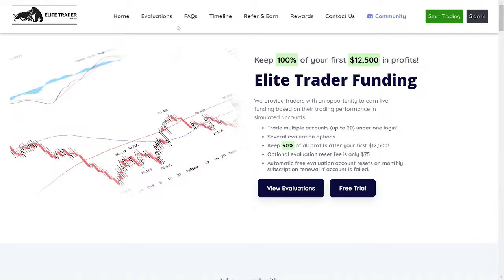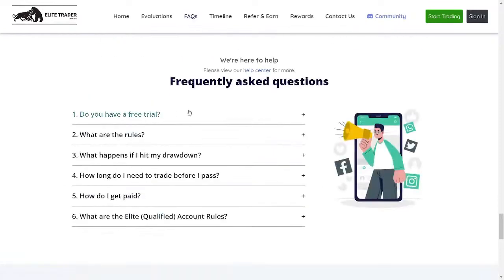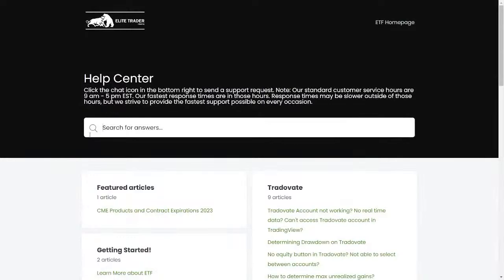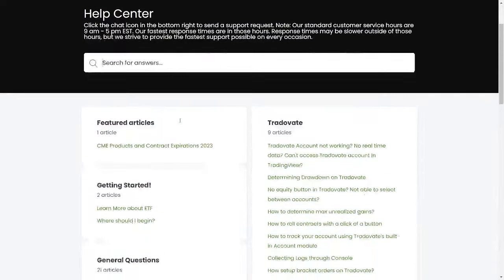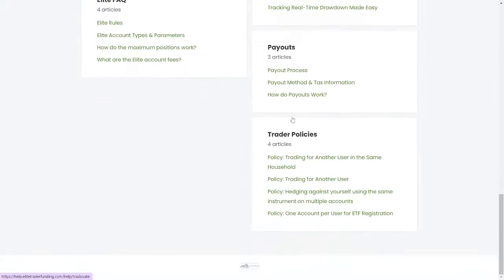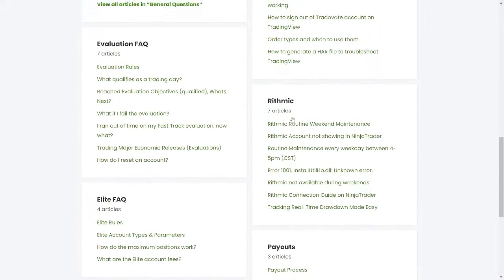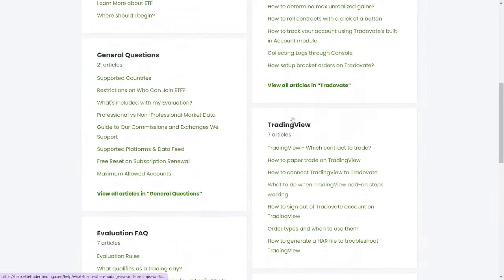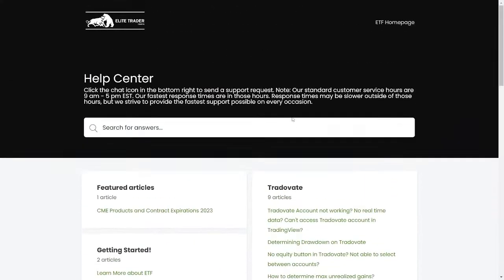Similar to Apex, you have the frequently asked questions up here. They also have a Discord community that you can access. Let's take a quick look at the frequently asked questions. Down here, it's pretty simple. They also have a help center. Here, similar to Apex, you can search for your answers. It's a pretty extensive collection of articles and videos explaining different policies and programs and, well, just your common questions.